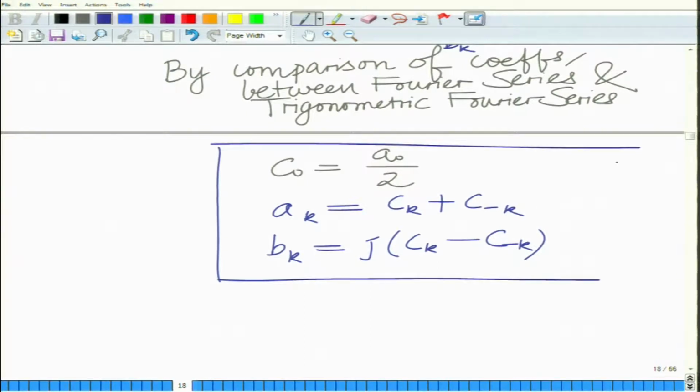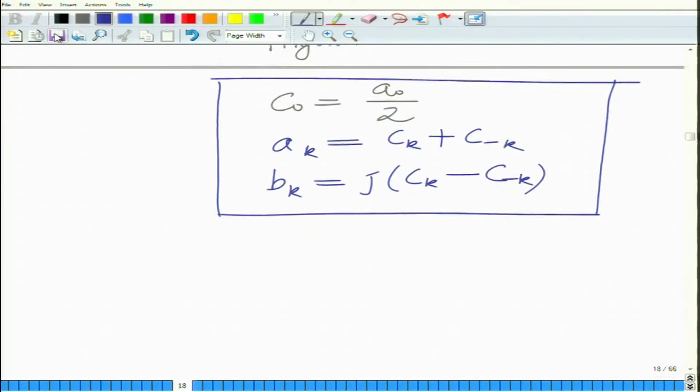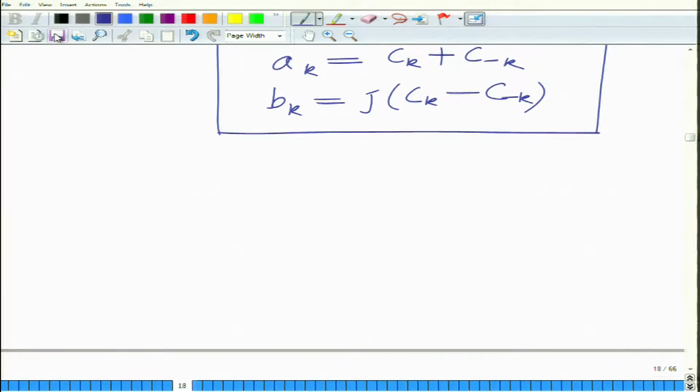That is the relationship between the coefficients of the Fourier series and the trigonometric Fourier series. Both of them are equivalent. From the coefficients of one you can get the other. And obviously you can simplify this the other way also, that is, finding the coefficients of the Fourier series from the trigonometric Fourier series. So, this gives the trigonometric Fourier series in terms of the Fourier series.